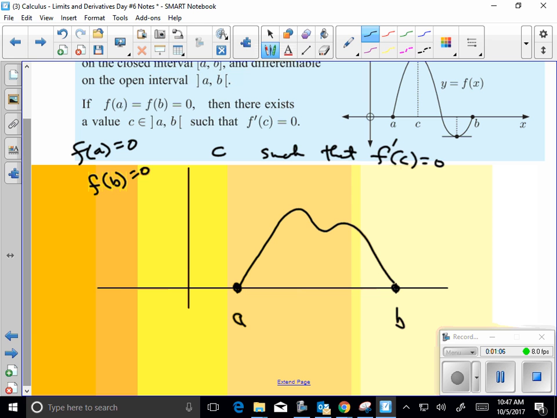Someone said, what if it's a straight line all the way across? Is that continuous? Yes, guess what? There's an infinite number of points where the derivative is 0. Too easy.